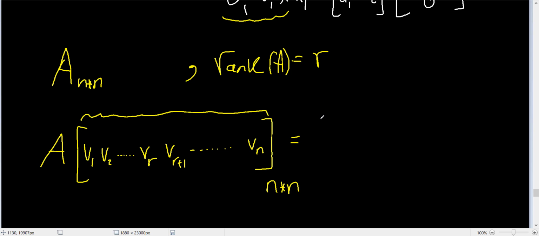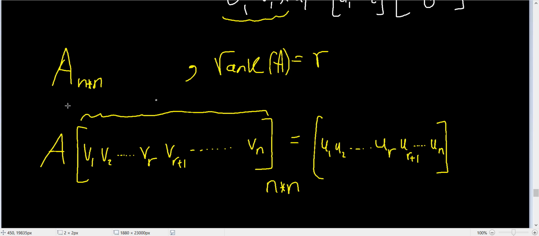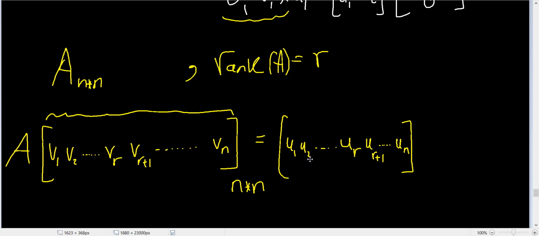Then here we can put the matrix U. For the matrix U, I can also have U1, U2 up to UR, because I can have R independent perpendicular bases for the column space, since the number of independent columns is always equal to the number of independent rows. After that, I can complete this matrix by vectors from the left null space, from UR plus 1 up to Un.